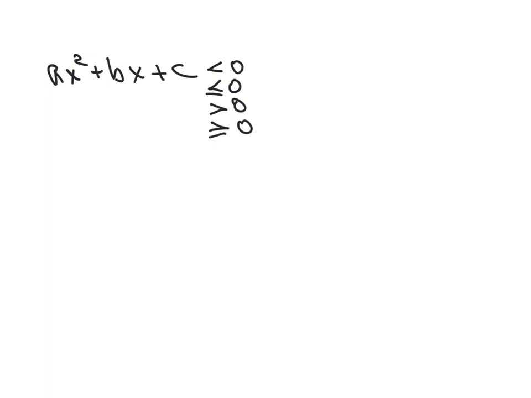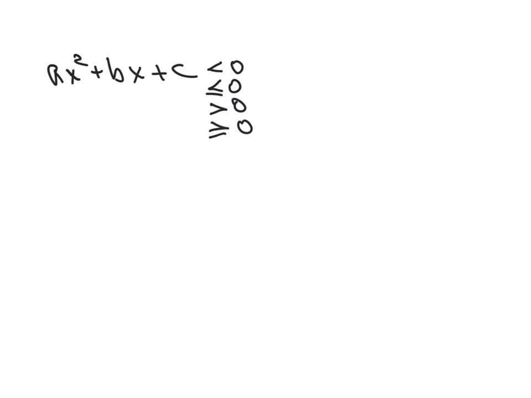Now, these are inequalities. That means instead of ax squared plus bx plus c equals 0, we're dealing with ax squared plus bx plus c is less than 0. It can be less than or equal to 0, greater than 0, or greater than or equal to 0. So we're looking at numbers to put in for x that will make this less than 0.